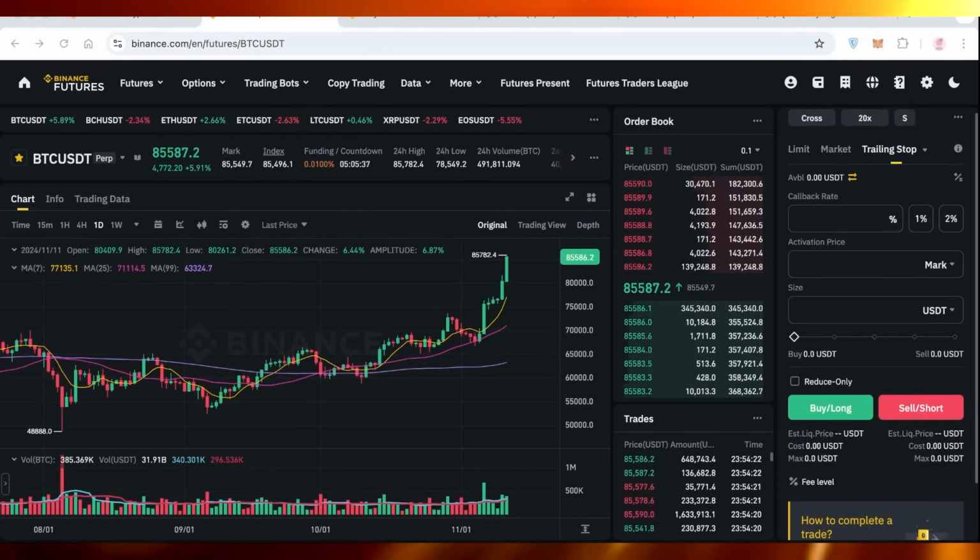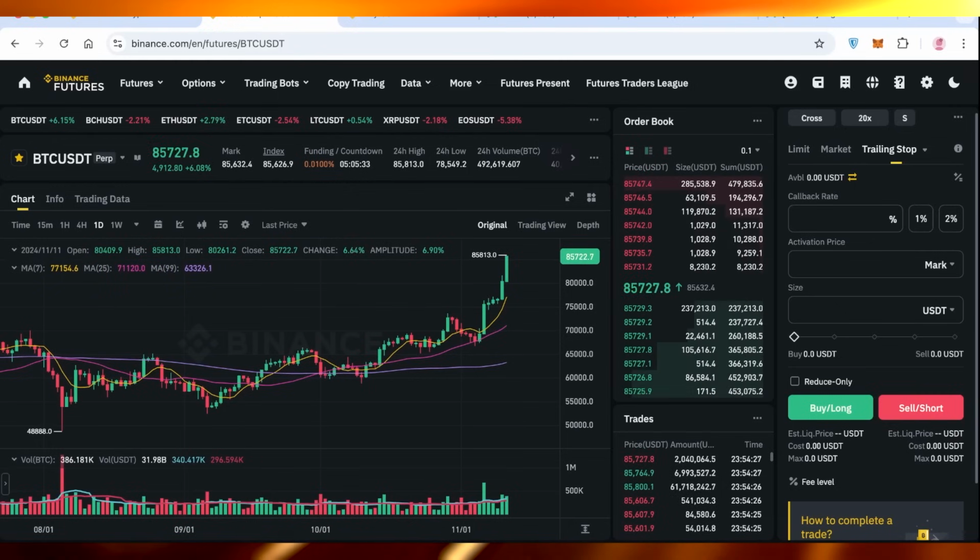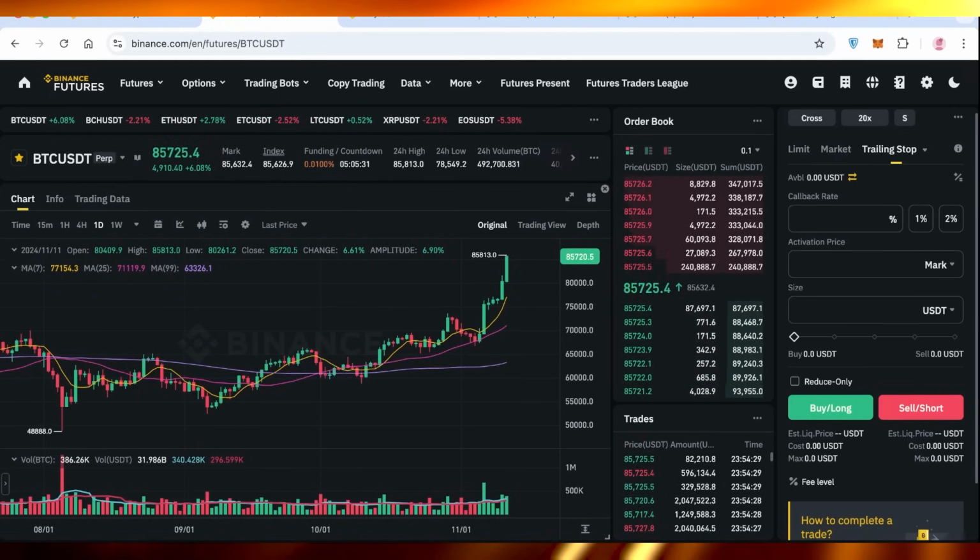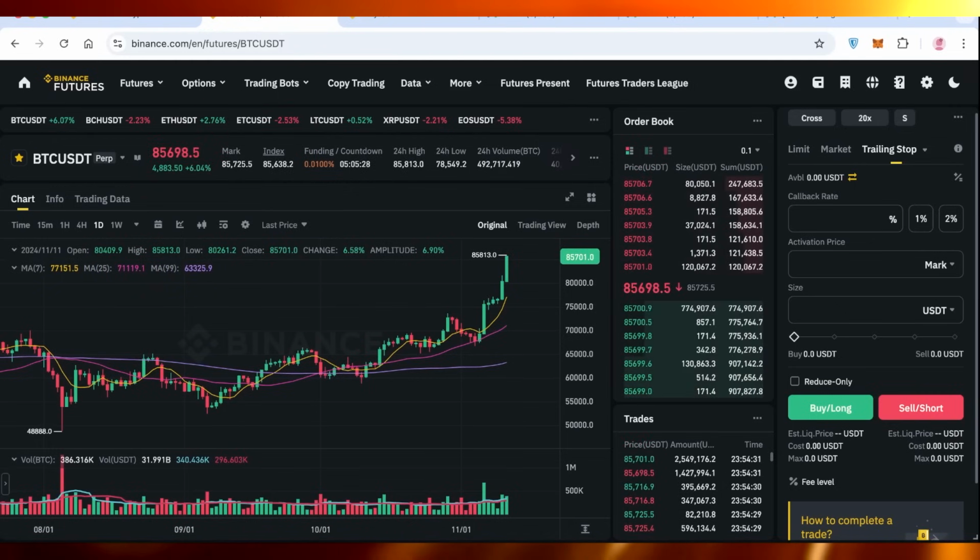So these are just some of the basics of Bitcoin and of Binance and how you can actually trade in Binance within the futures market with these basics.